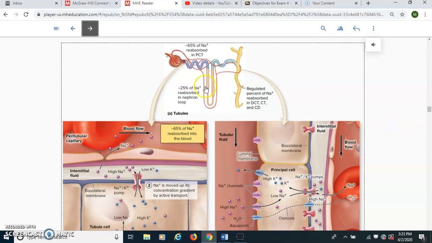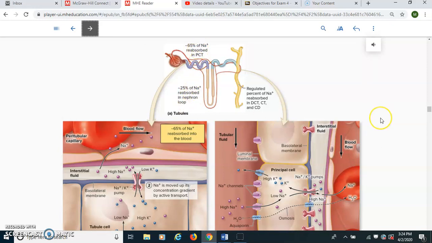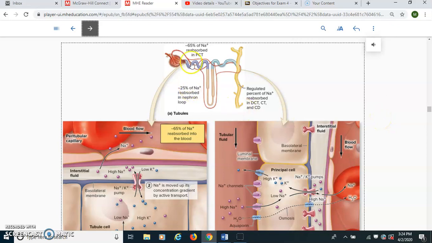And then when we get to the distal convoluted tubule and the collecting tubule, collecting duct, that is where we get regulation. It varies, but we only have about 10% of the reabsorption of the sodium here. So depending on what our sodium level is in our blood at this moment will determine what kind of reabsorption we get of sodium along these last few tubes of our nephron.